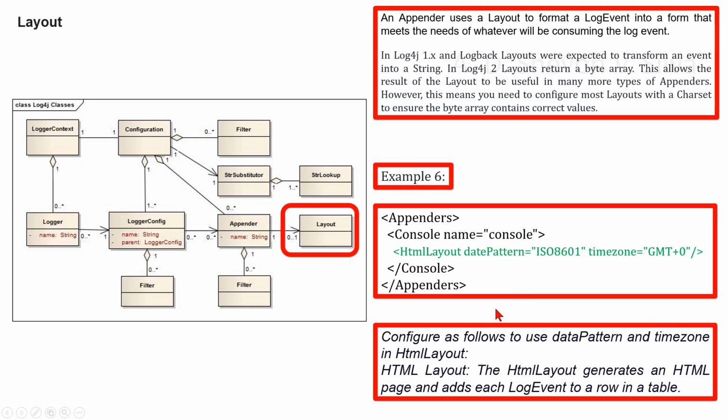HTML layout generates an HTML page and adds each log event to a row in a table. So here, datePattern, parameter name, and this type is string, and the date format for the logging event. The default is JVM_ELAPSE_TIME, which outputs the milliseconds since the JVM started. This is here, this is ISO 8601. And timezone, this is a string, and the time zone ID of the logging event.